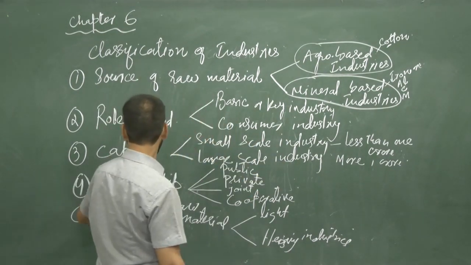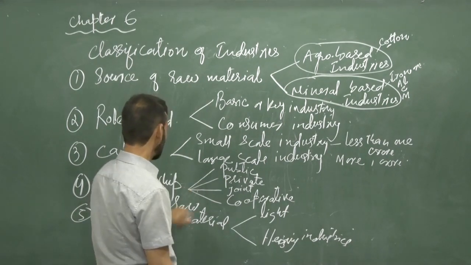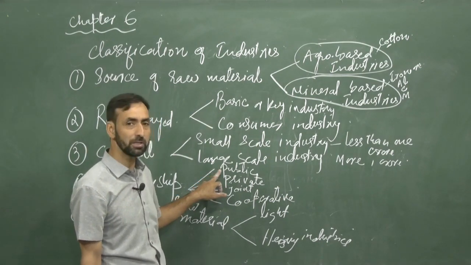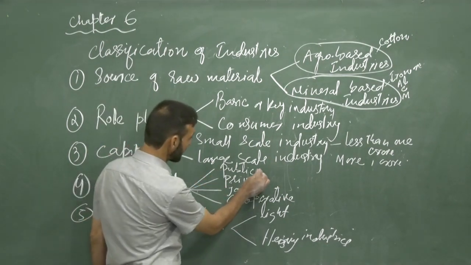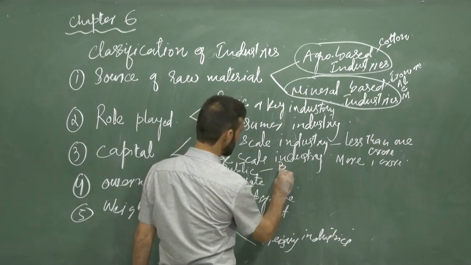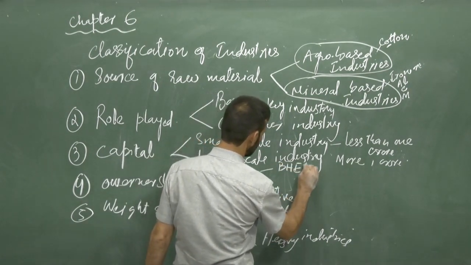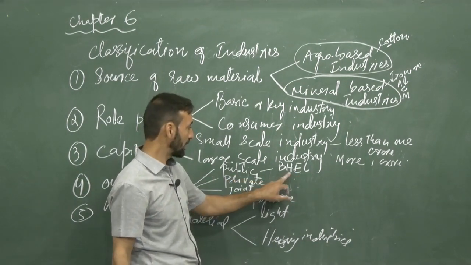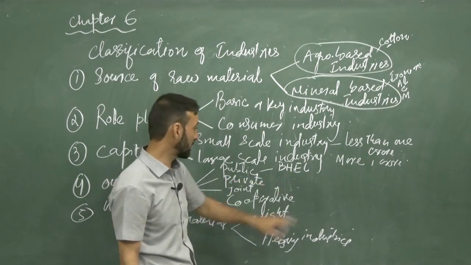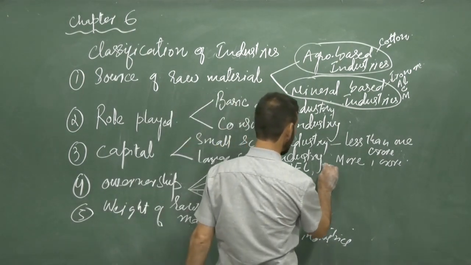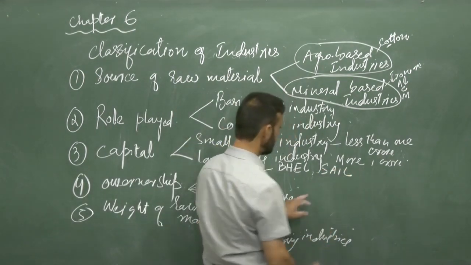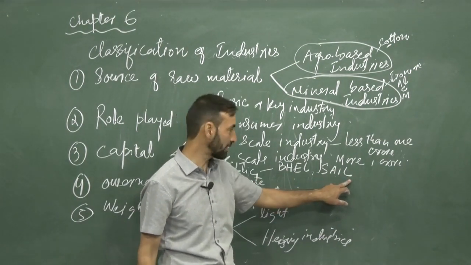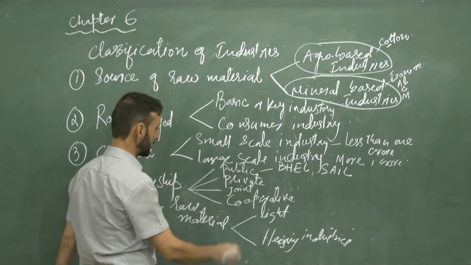Okay. On the basis of ownership, public sector are those industries which are managed by the government. One example is BHEL, Bharat Heavy Electrical Limited, one industry that is operated by government. SAIL, Steel Authority of India Limited, is another industry which is managed by government.